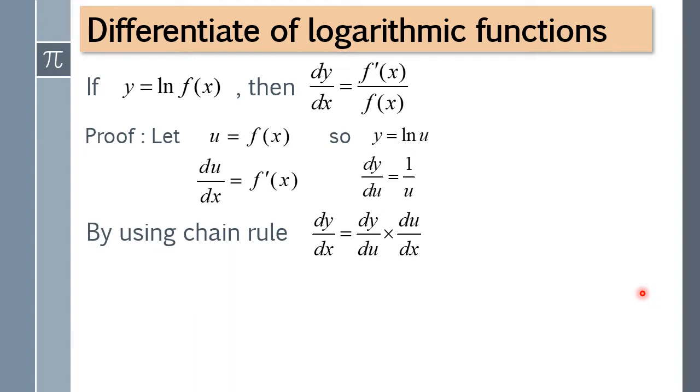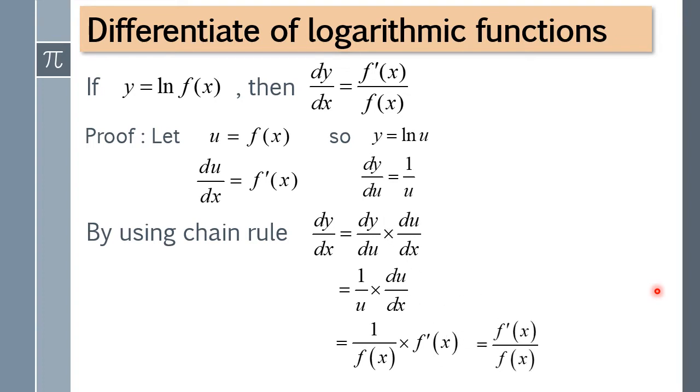Next, by using the chain rule, we have dy/dx equals dy/du times du/dx. Then we replace dy/du with 1 over u, and du/dx is f'(x). Thus, dy/dx equals f'(x) over f(x).